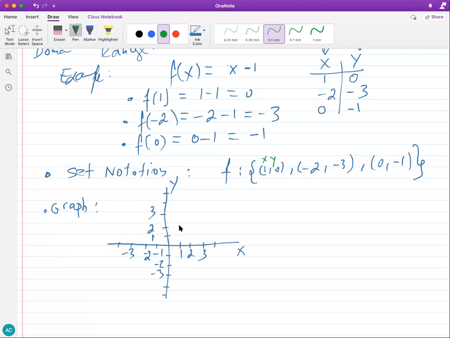The y, instead of going up or down, because it's 0, we're not going up or down, we're staying right here. So we start from here, and we stay there. So that's the first point.